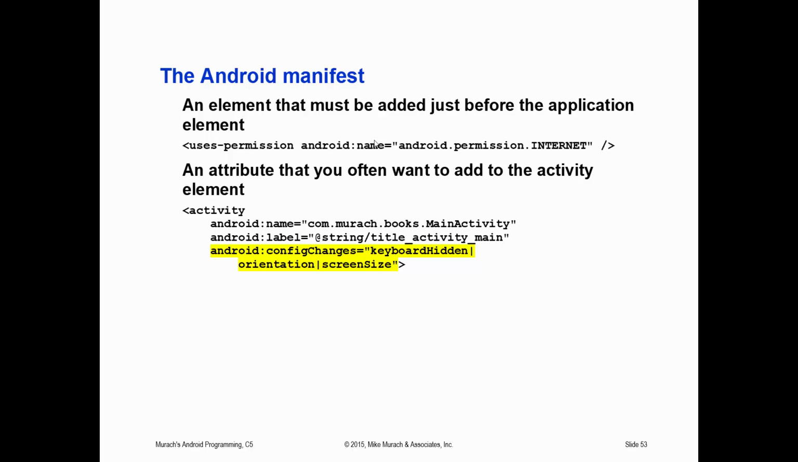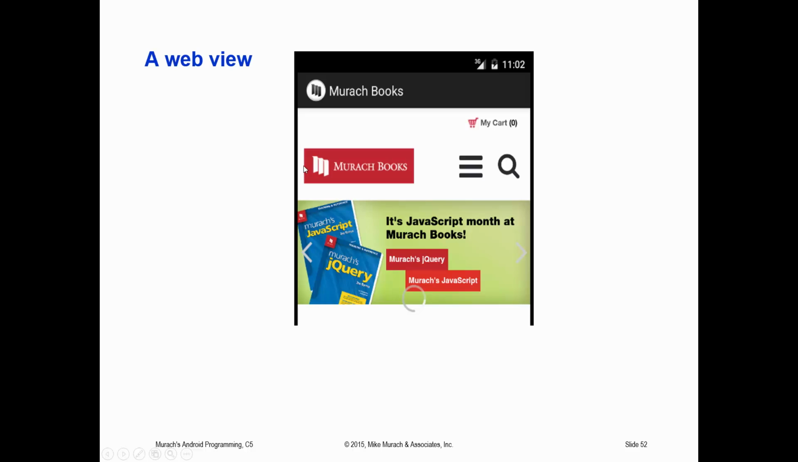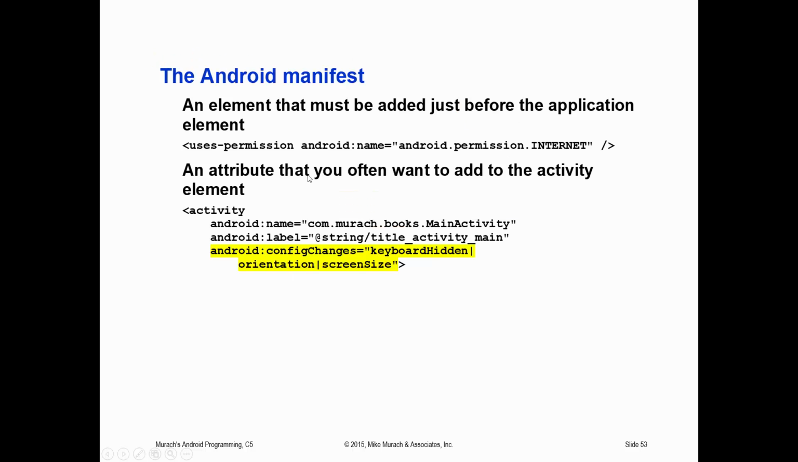When an activity only displays a web view and a progress bar, like what is shown here, you typically want to add a configChanges attribute. If you don't, the web view has to completely reload the page every time, and that can slow the system down significantly. So here's what you'd add.